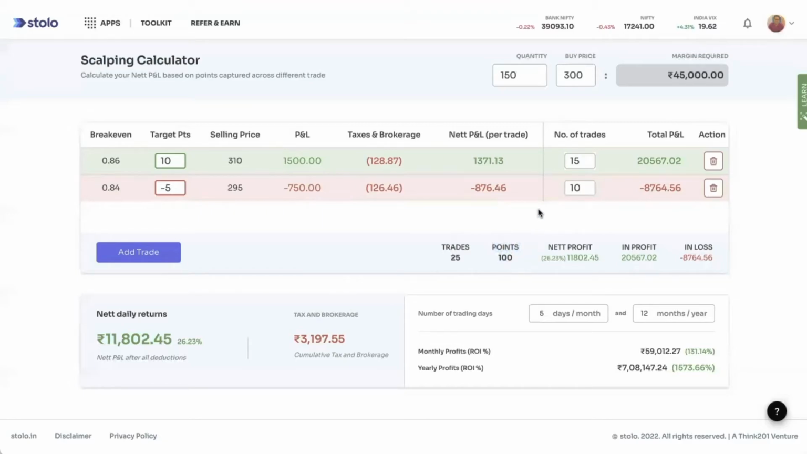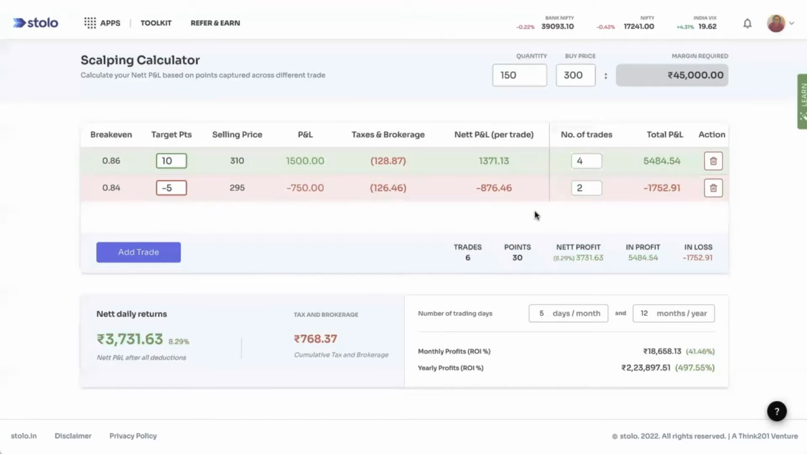But again, it depends from person to person. Whether somebody is able to take 25 trades, whether the market is volatile enough to capture such quick scalps 25 times. So for practical reasons, I'll reduce this to a really practical number, so that we don't give a wrong impression that every day one can take 20-30 trades.